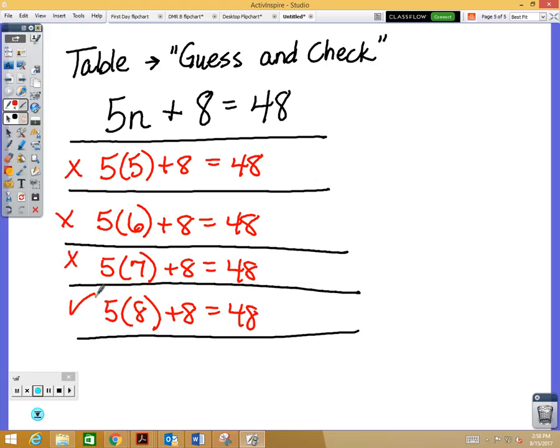I could say 5 times 8 plus 8 is 48. And that one works. So this is an example, once again, of using a table to guess and check. Putting numbers in there to try to find the solution. The solution of this would be that n equals 8. All right.